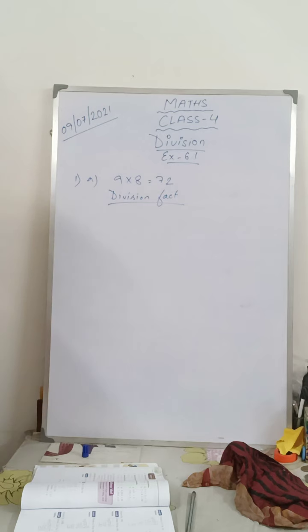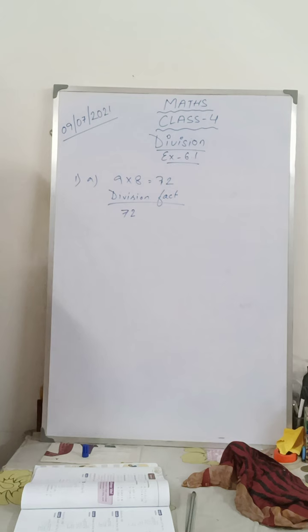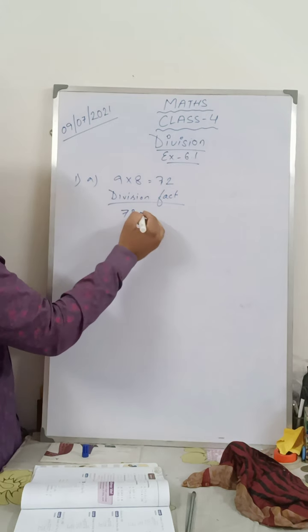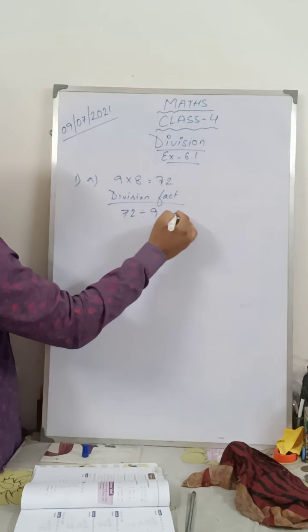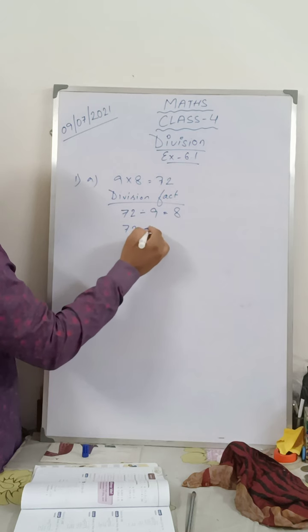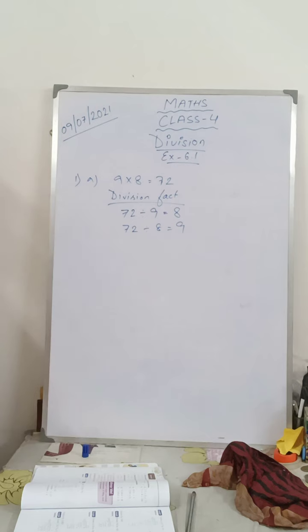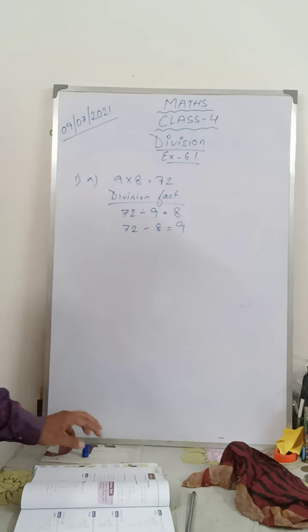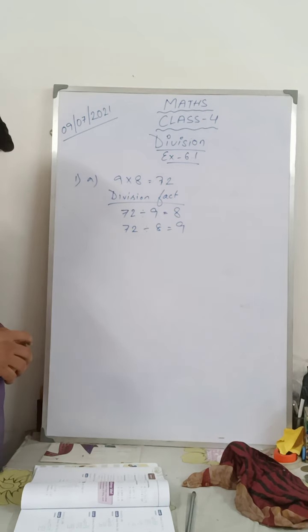Now take the product, 72. Because they have asked you to find the division fact, you will divide 72 first by any of the numbers. Let us take 9. The other number will be your answer, and secondly, when you divide by the other number, then the previous number will be your answer. So this is your division fact. I hope all of you have understood this. Okay. Now you will complete this. I don't think you will find any difficulty.